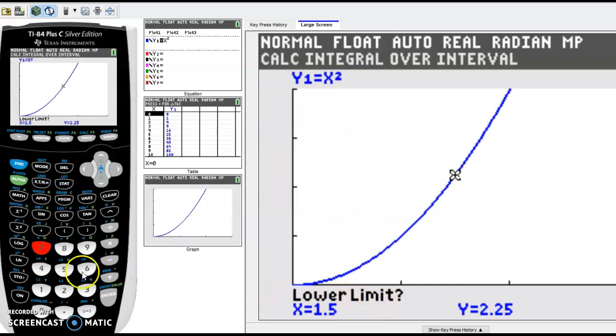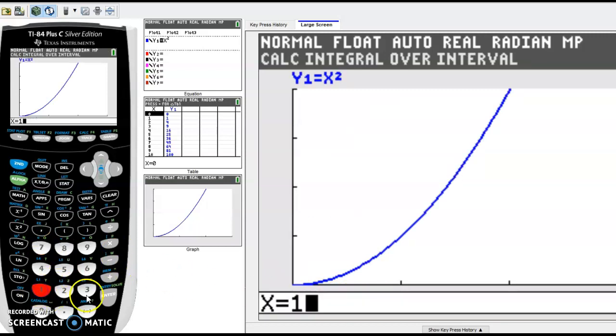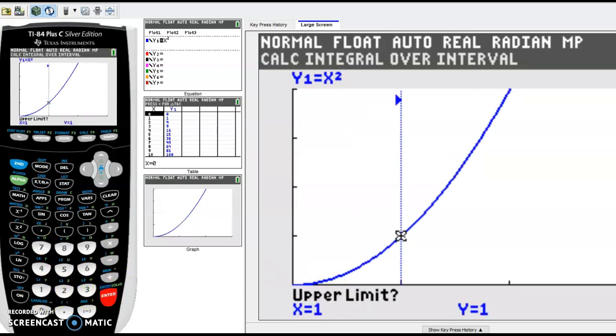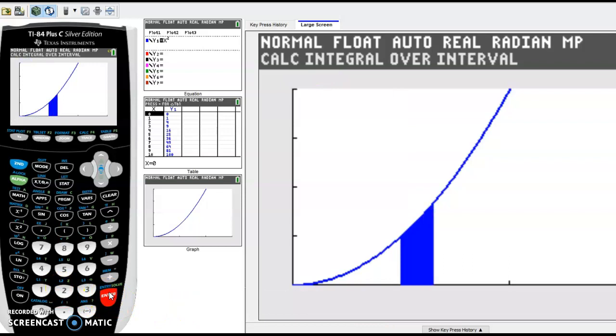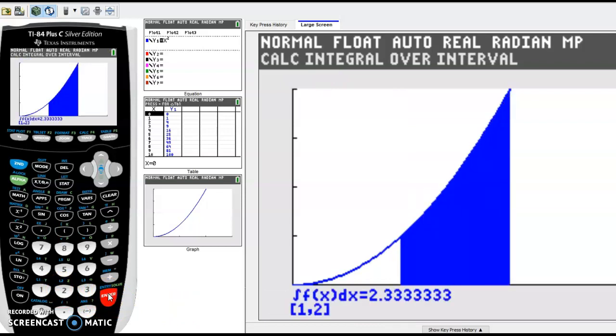So if we hit number 7, it prompts us, well, what's your lower limit? Where do you want to integrate from? And I just type 1 and then hit enter. And then it prompts me again, well, what's your upper limit? And my upper limit in this case was 2, and then hit enter. And notice it will shade it in for us and then calculate the actual definite integral, which we figured out, remember, was 7/3, which is 2 1/3, which is exactly what we have here.